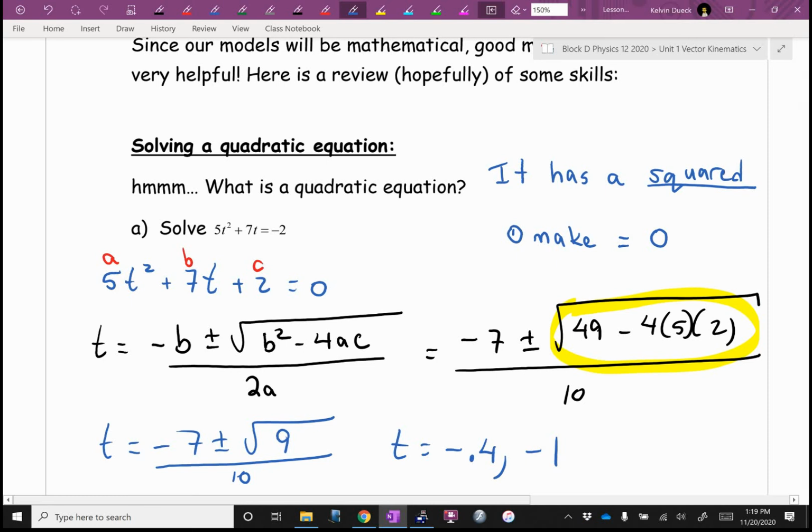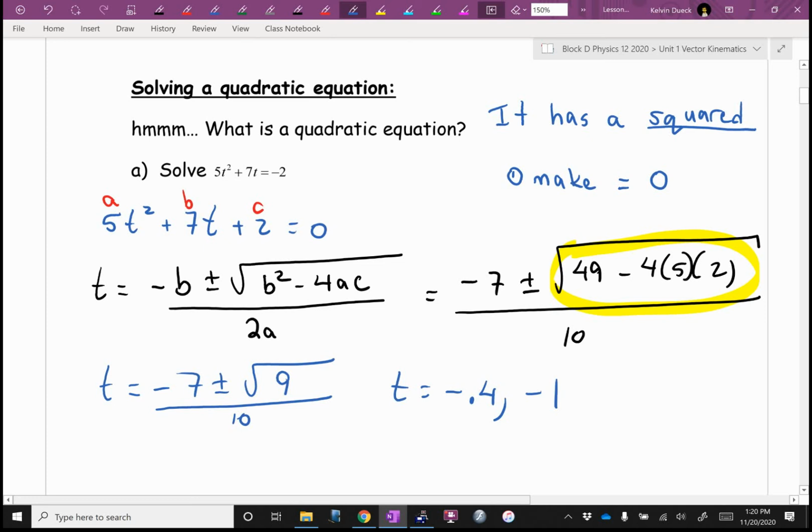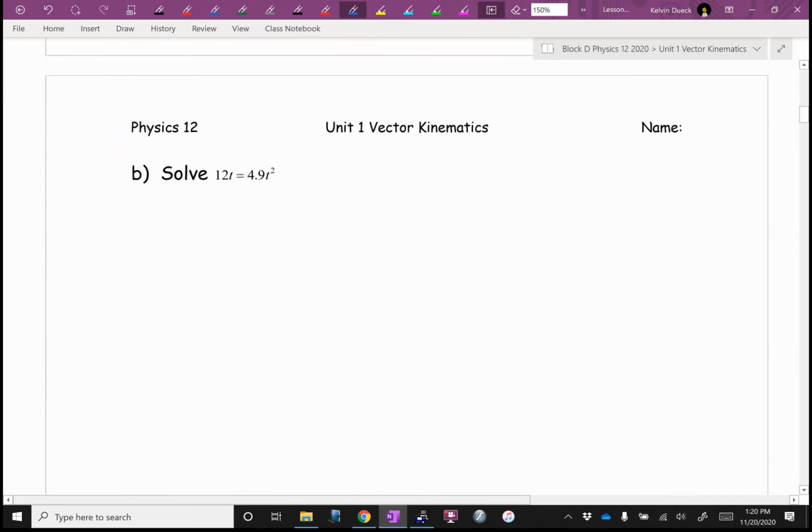Ta-da. This was made up numbers, Cleo. Typically, you'll have much yuckier numbers than this. Okay? Let's do another one. B.